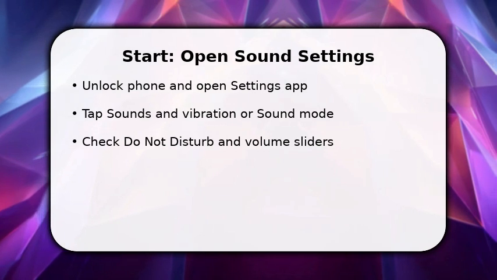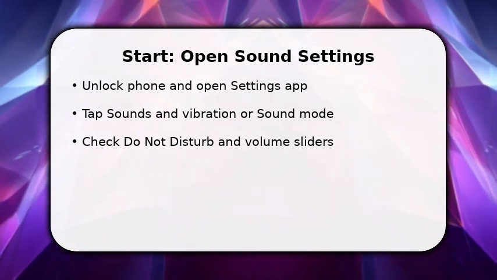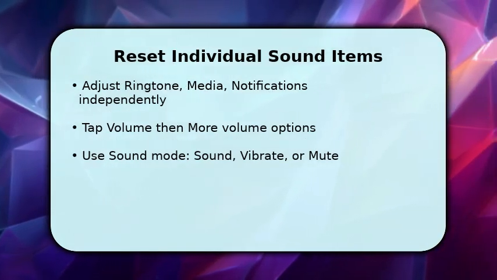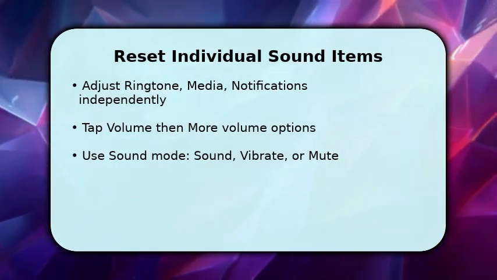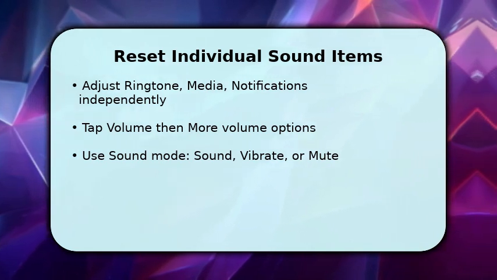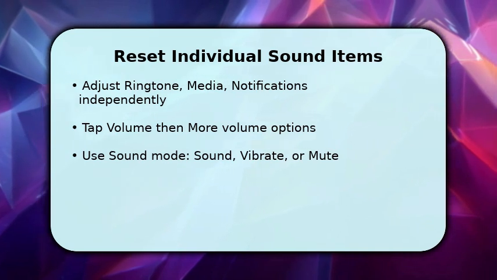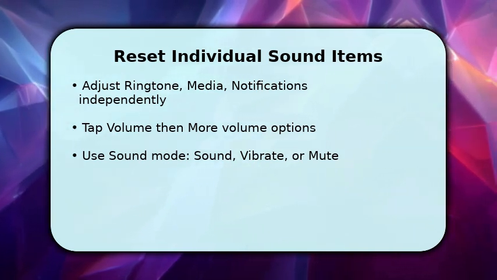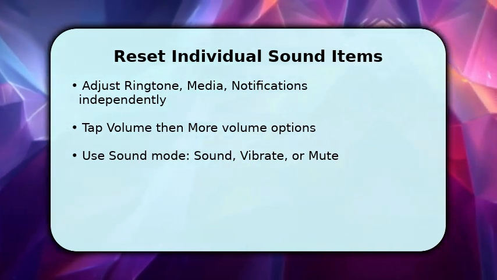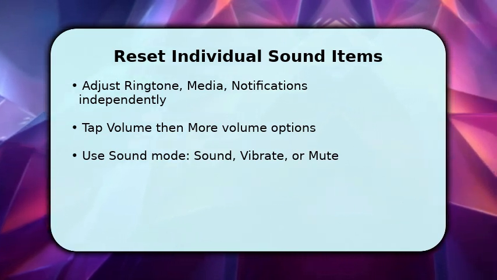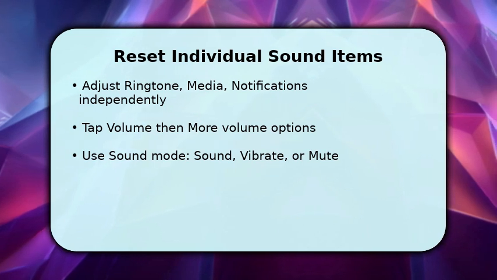You now adjust each slider. Ringtone, media, notifications, set them to a recognizable mid-level so you can test. Then tap volume and choose more volume options to access advanced controls like system and calls. Reset any oddly low sliders. If a custom ringtone or notification is silent, switch to a default tone to confirm file integrity. Make sure sound mode is set to sound if you expect audible feedback.